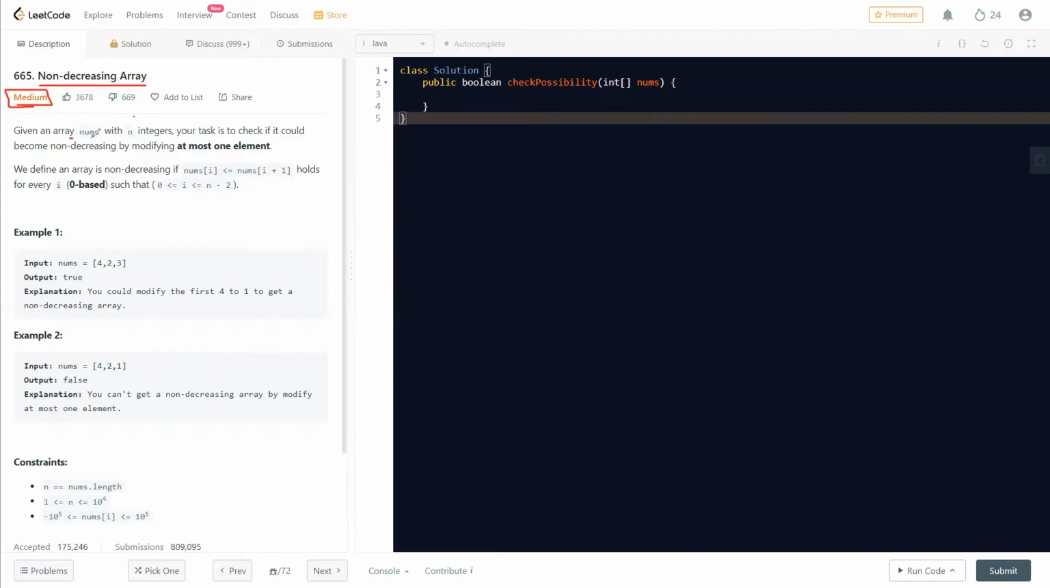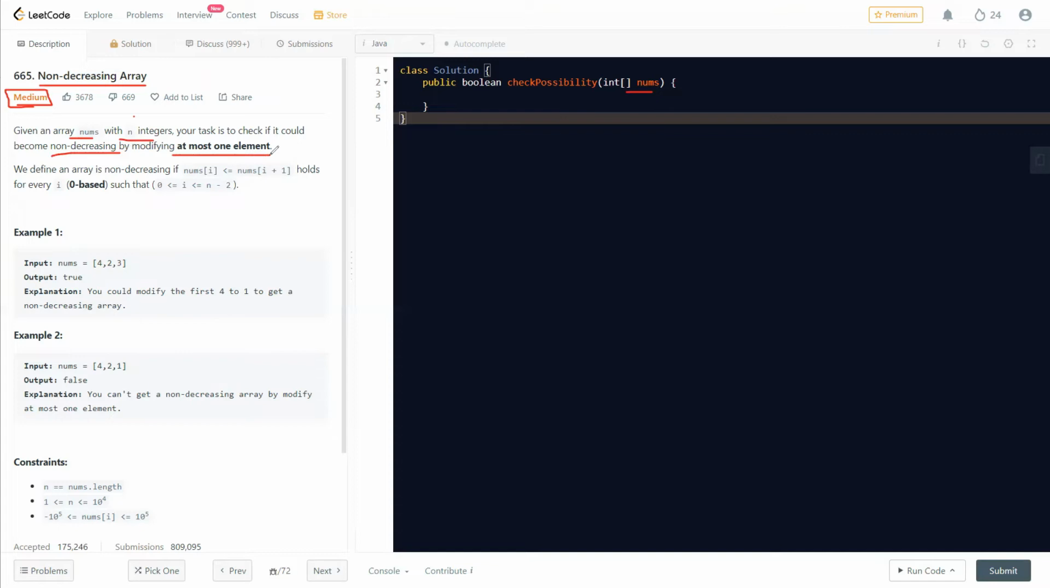We are given an array of nums, that's the array we have over here, with n integers, so it has a length of n. Your task is to check if it could become non-decreasing by modifying at most one element. So we can modify a maximum of one element to make it non-decreasing.